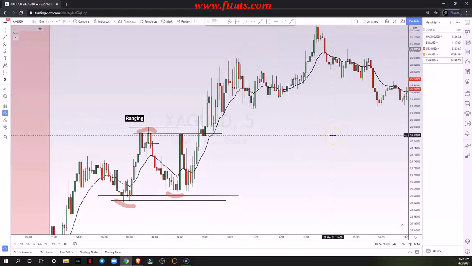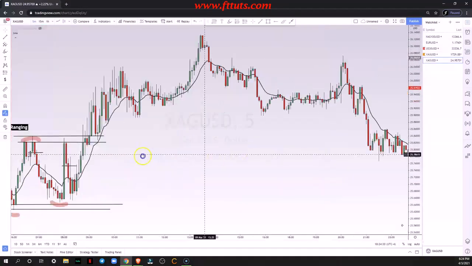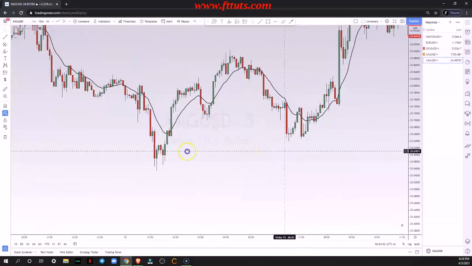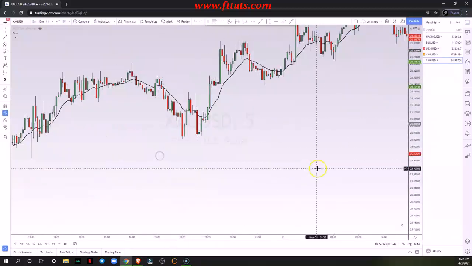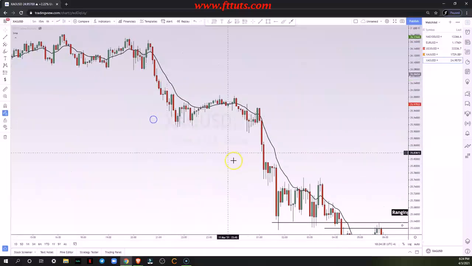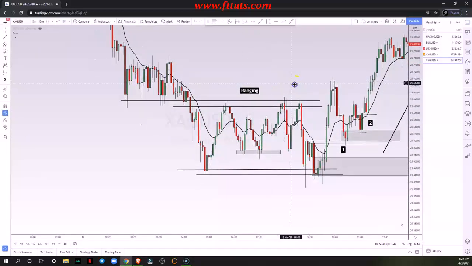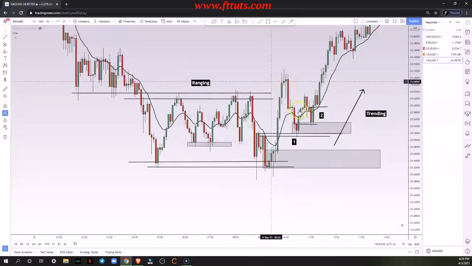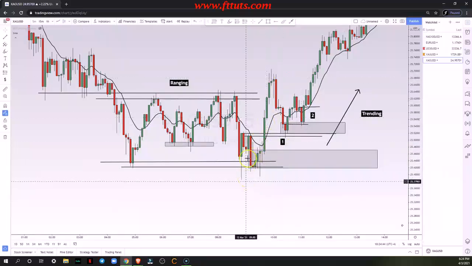I hope that this helped you to spot ranging markets. We need 3 touches on the extremes, and for trending markets, we love the first and second pullback. It's very common sense. We still take our trades at key levels no matter what. Key levels is everything.